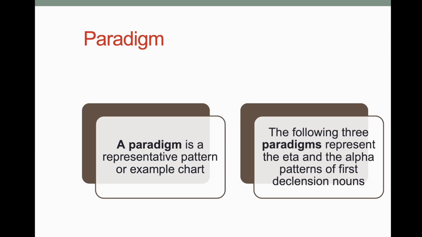Another Greek language word that we use when we're learning Greek is paradigm. A paradigm is a representative pattern or an example chart. So when I say this is the paradigm for a first declension noun, I'm talking about a chart which shows all the forms of the noun. And the following 3 paradigms represent the eta and the alpha patterns of the first declension nouns.